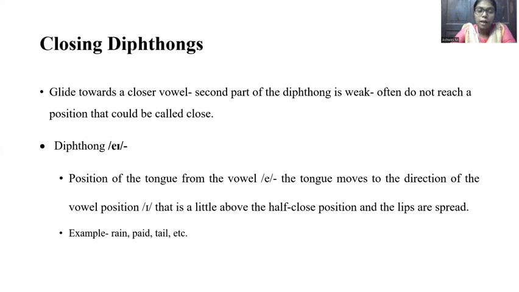In the diphthong A, the tongue starts from the vowel A, which is a front vowel that is lower than the half closed position, and after that, the tongue moves in the direction of the vowel position I, that is a little above the half closed position, and the lips are spread. Thus, it is gradually closing, such as rain, tail, etc.